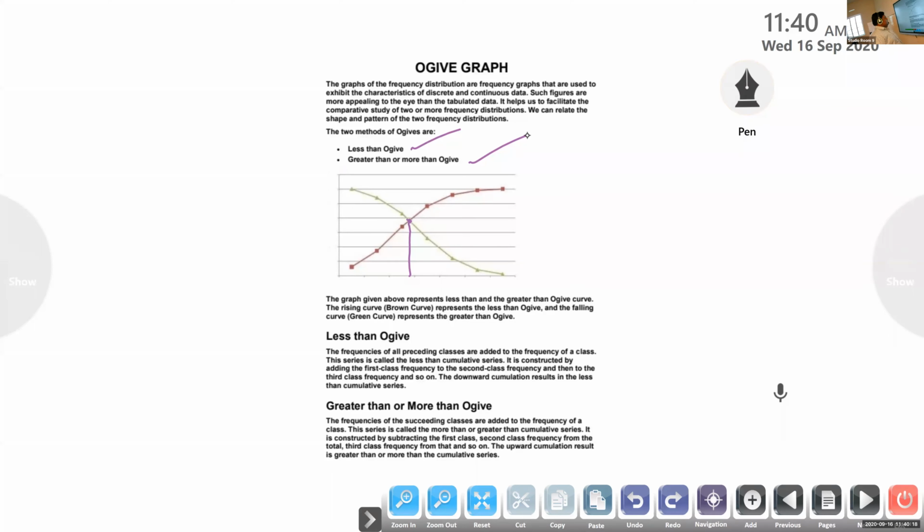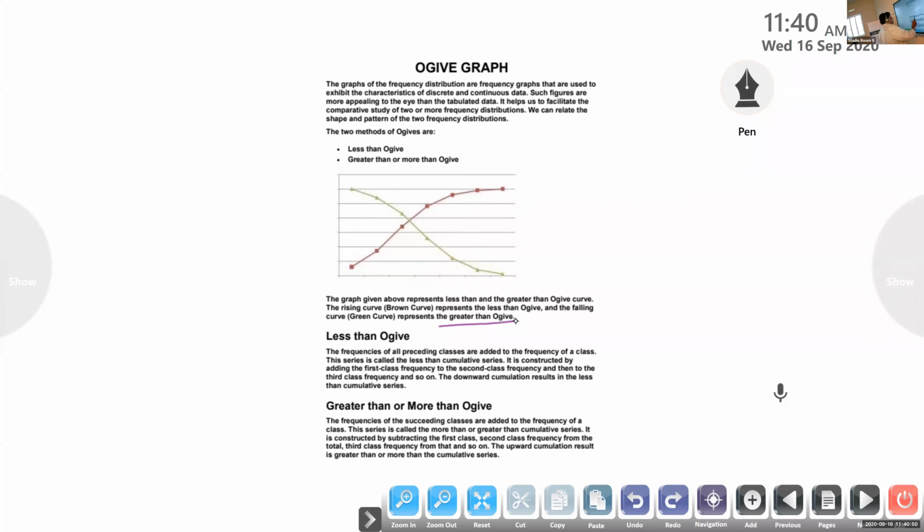Okay, one is less than ogive and the other is more than ogive. Basically it's a frequency graph only. The graph given above represents the less than and greater than ogive curves. The rising curve, brown color, is called the less than ogive. It goes from the low number to the highest number. Okay, low to high.